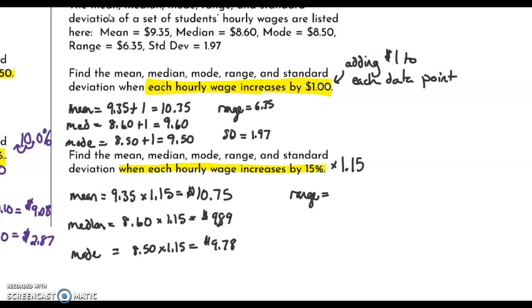All right, it does not stay the same. It would stay the same if we were adding a number to each data point, but we're multiplying, so it also increases by 15%. So times 1.15 gives us $7.30, so it's a new range. And then last but not least, the standard deviation would also change. It's 1.97 times the 1.15, and that would get us the new standard deviation, which is 2.27.